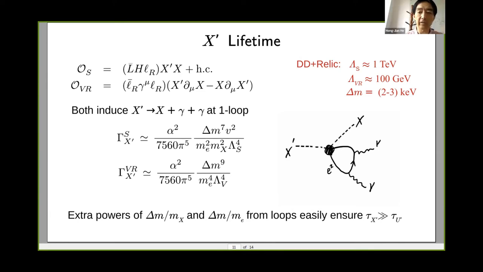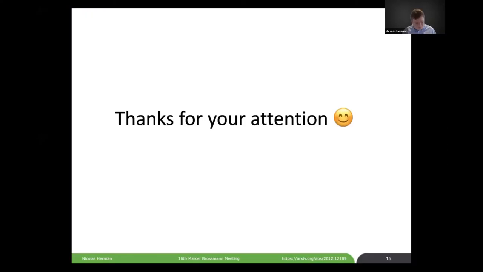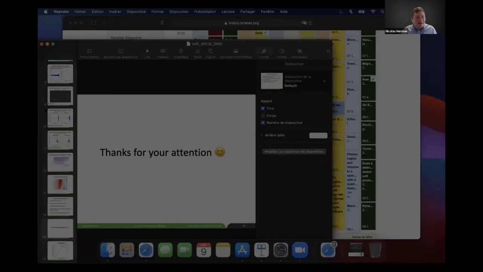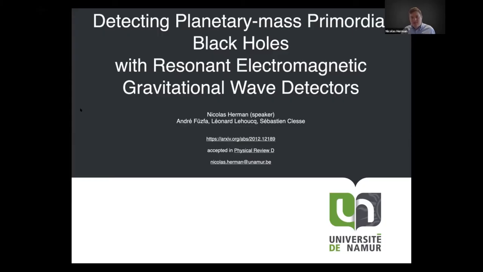Okay, so let's move on. Our next speaker is Nicholas Berman. He's going to talk about detecting planetary mass primordial black holes with resonant electromagnetic gravitational wave detectors. So can you share the screen? Yes, I tried to share my screen. I guess it's okay. Oh, sorry, it's the end, now the beginning. Okay. So now you can see my slides.